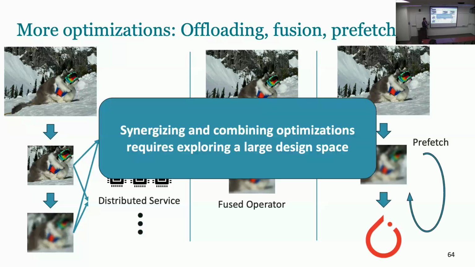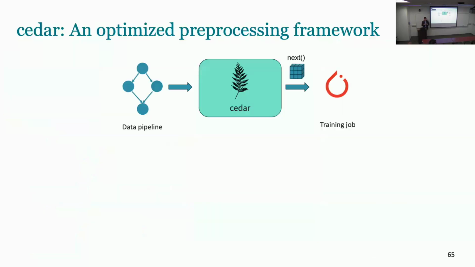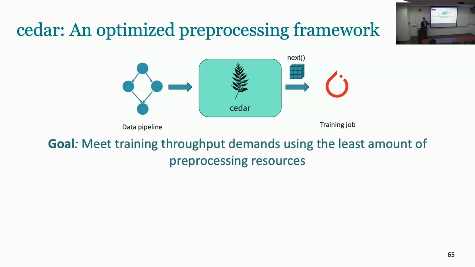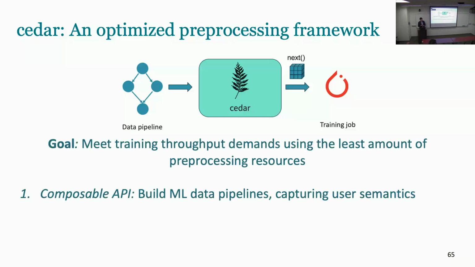The long story short is that combining all these optimizations together introduces this massive design space that we have to reason through. So to address this problem, we built Cedar, which is this framework that allows users to define these high-level data pipelines. And the goal of Cedar is to perform this data preprocessing fast enough to meet the demands of your training job, to generate these tensors fast enough for your accelerators, using the least amount of resources possible.